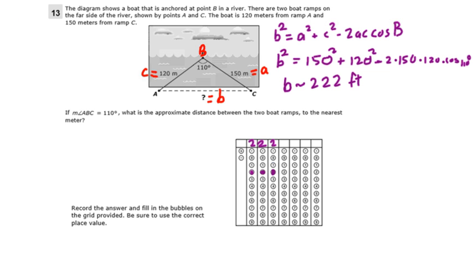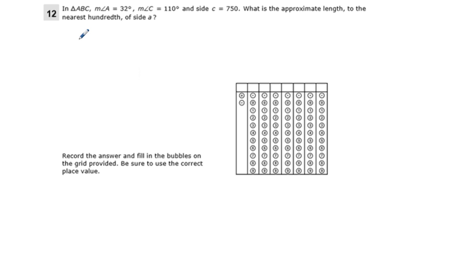So that's it. Next problem, 12. In triangle ABC, the measure of angle A equals 32 degrees, the measure of angle C equals 110 degrees, and side C equals 750. What is the approximate length, to the nearest hundredth, of side A?